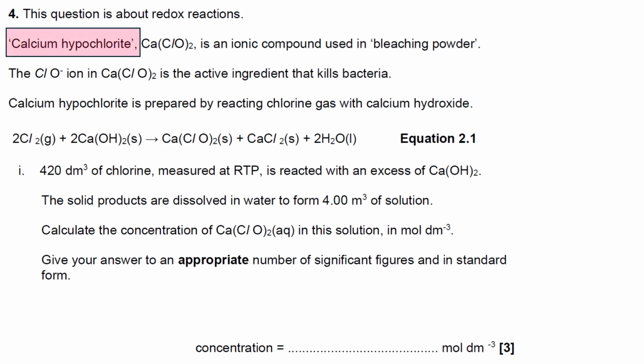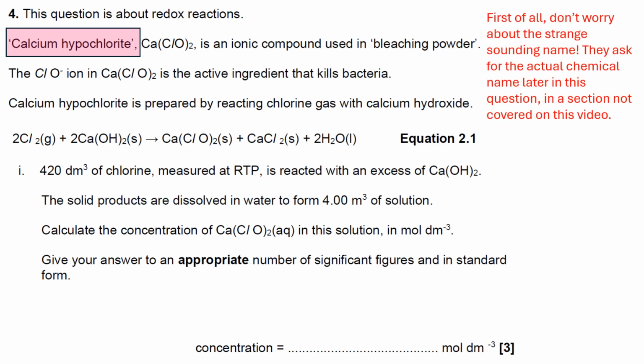First of all, it mentions calcium hypochlorite in inverted commas. This is an old style naming. Don't worry about it. Obviously, later on in the question, in a part that we won't be looking at in this video, they'll ask you to actually come up with the systematic name for that compound. All you need to treat it as is calcium with ClO in brackets and then a 2, like it has in the equation or the formula there.